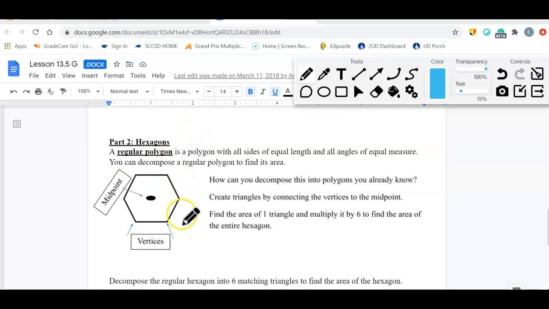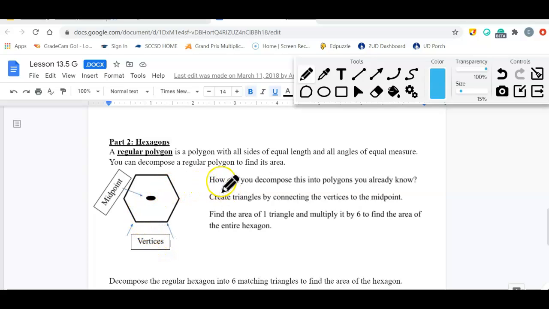is a 6-sided shape, but it says a regular polygon is a polygon with all sides of equal length and all angles of equal measure. You can decompose a regular polygon to find its area. So without reading this information here, anyone have any idea how we could decompose this polygon? I see 2 ways to do this.